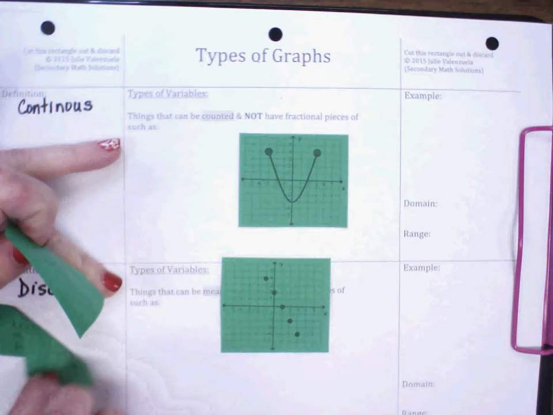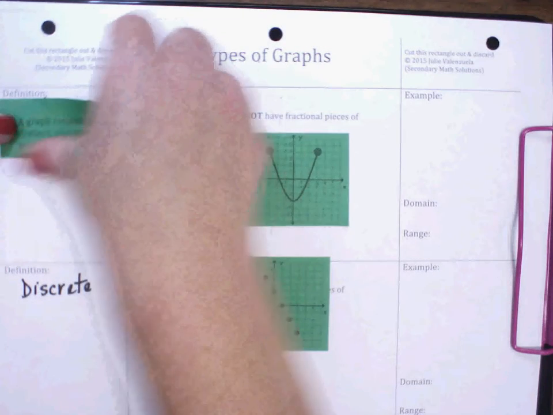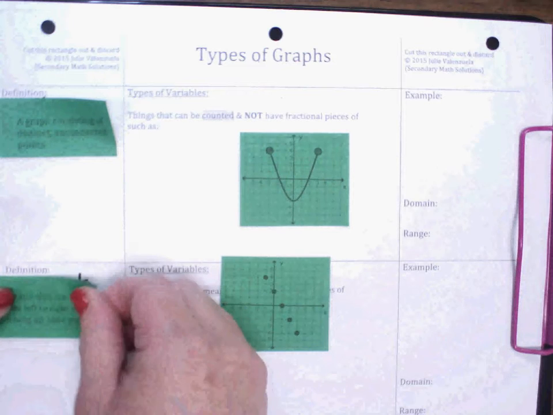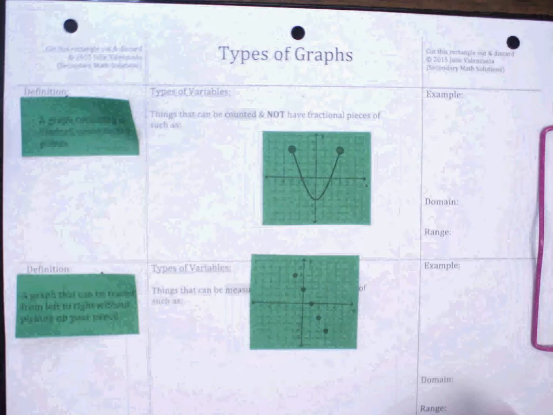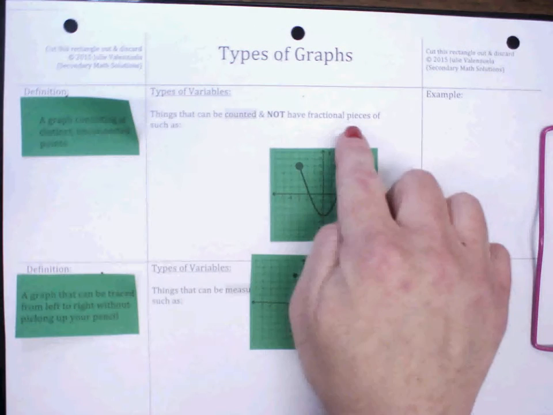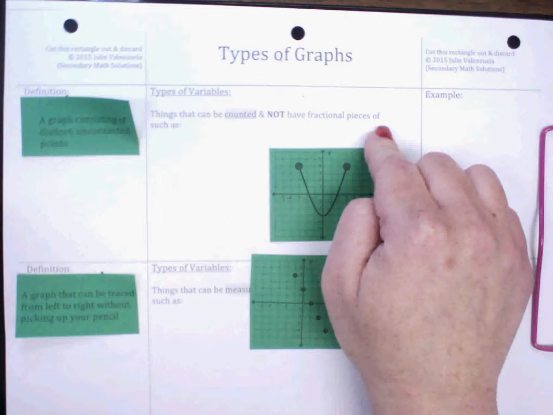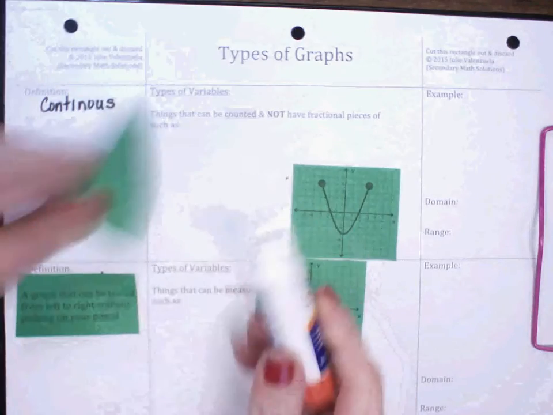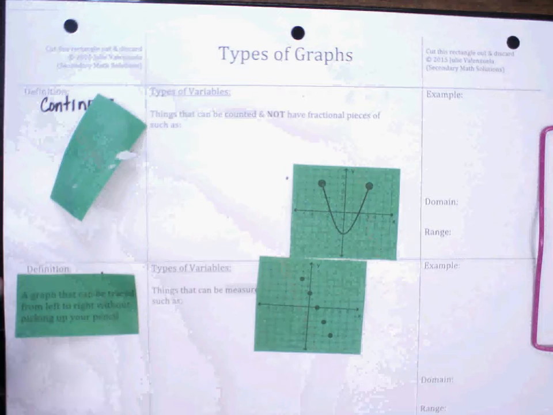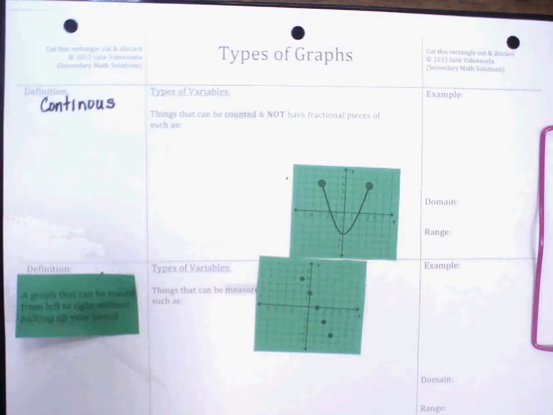Oh, I'm sorry. This needs to go down. Take it out really quick, and put it on top of what you wrote, if you wrote with me in pencil. I'm sorry, my bad. Because it says not have fractional pieces.